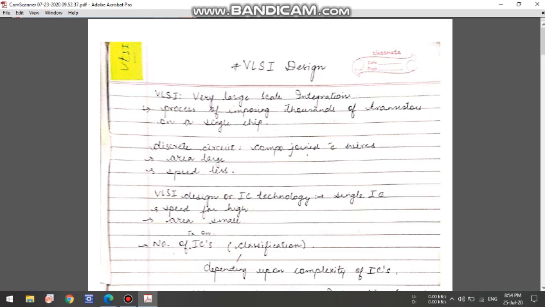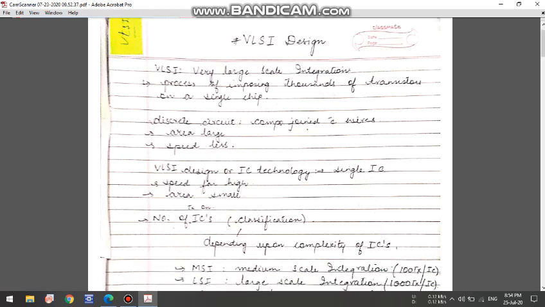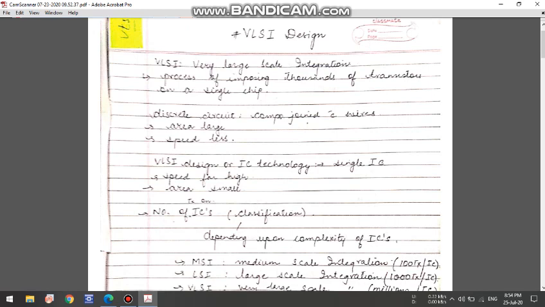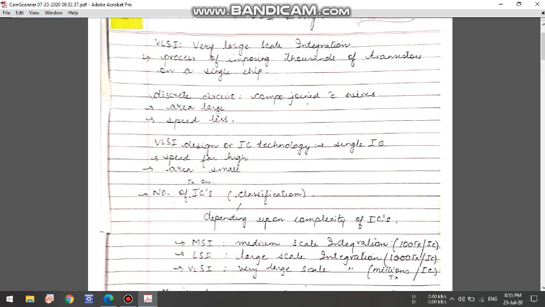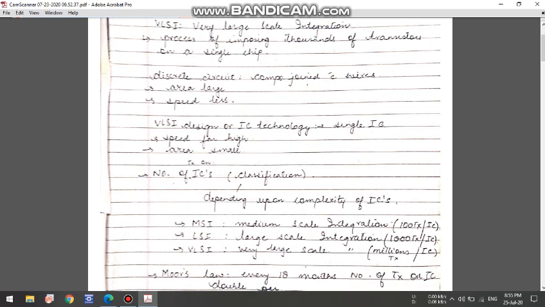So these devices had a very large area and the speed was comparatively less as compared to what we can achieve with VLSI design. Now the main advantage that VLSI offers us is that there is only a single integrated chip that we use, the speed is increased and the area is very small, and because the area is small, our device is compact and a good speed is always required.